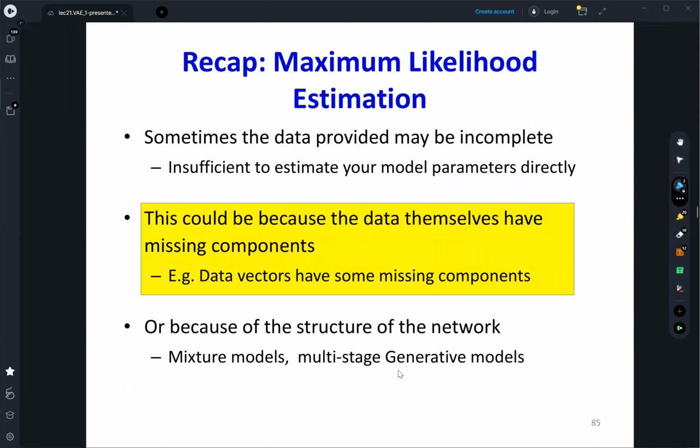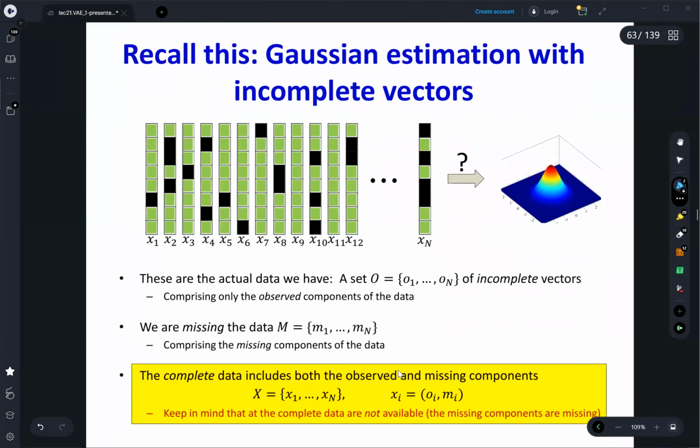There could be incomplete data because the data themselves have missing components, right? So for example, you have this issue. We wanted to compute a Gaussian using these incomplete data. Every data vector O has some missing components M. The complete data would include both the missing and the observed components, right? So suppose I gave you data of this kind and you were kind of naive. What is the first thing you would do to make this data amenable to estimating a Gaussian? Anyone?